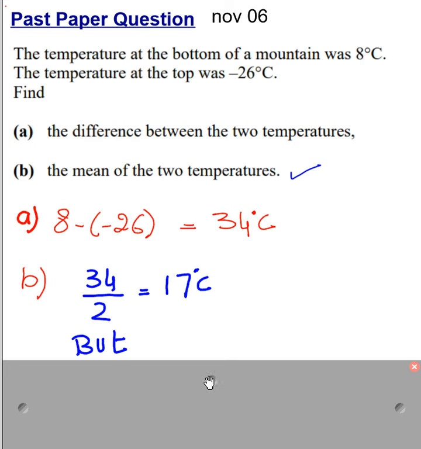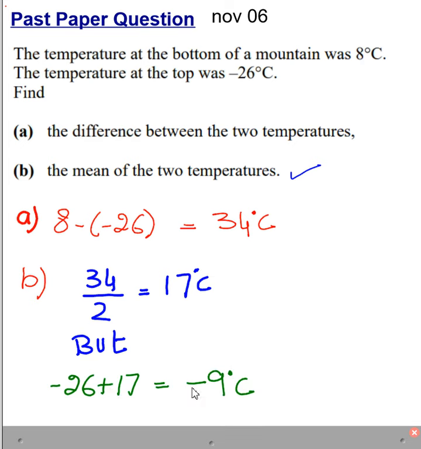So what will I do? I will simply add 17 degrees to minus 26 to see what the temperature is. It is minus 9 degrees centigrade. So this is how I will calculate the mean of the two temperatures.